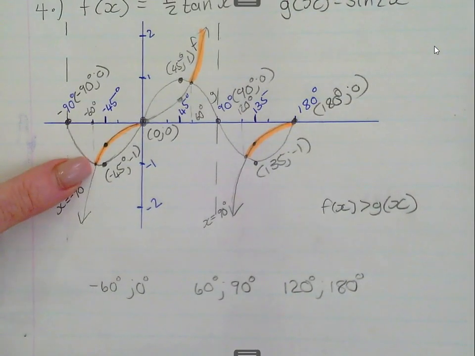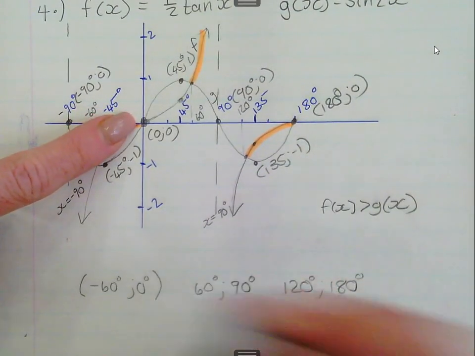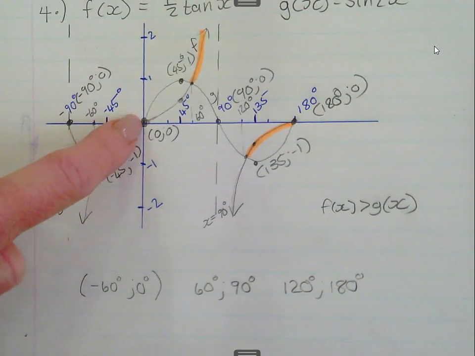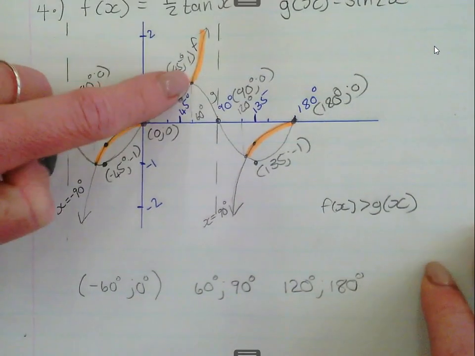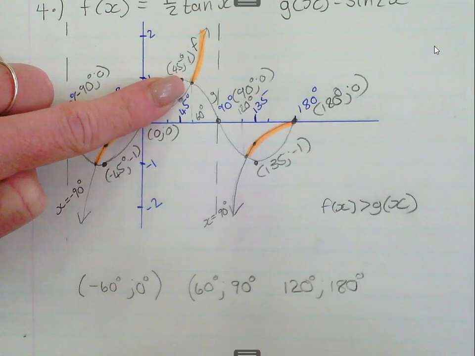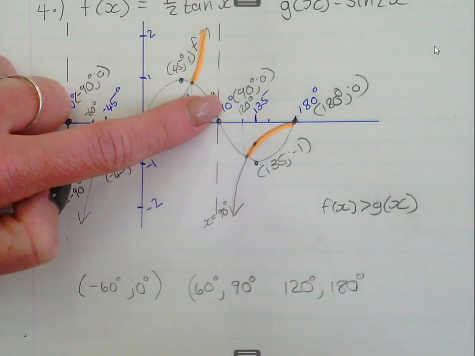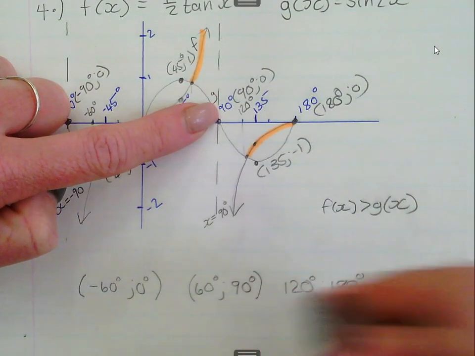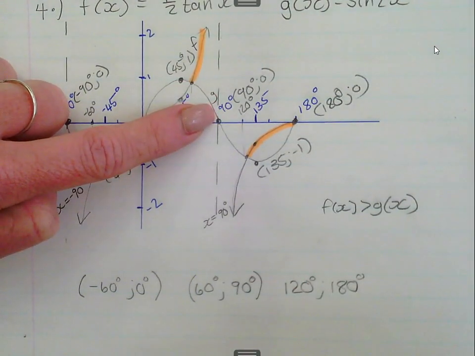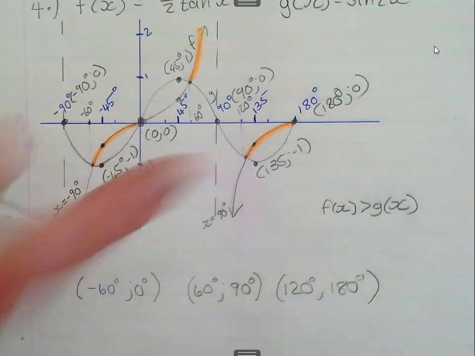So, negative 60 included or excluded? Excluded. 0, excluded. They are equal to each other there. Don't want equal to, I want tan greater than sin. 60 degrees included, excluded? Excluded. They are equal to each other there. 90 degrees included, excluded? Excluded. It's an asymptote. Asymptote always excluded. 120 excluded, 180 excluded.